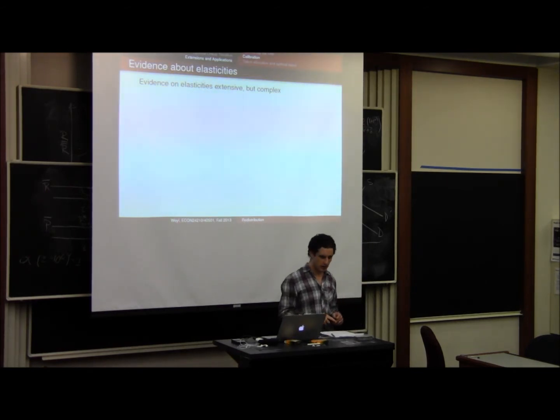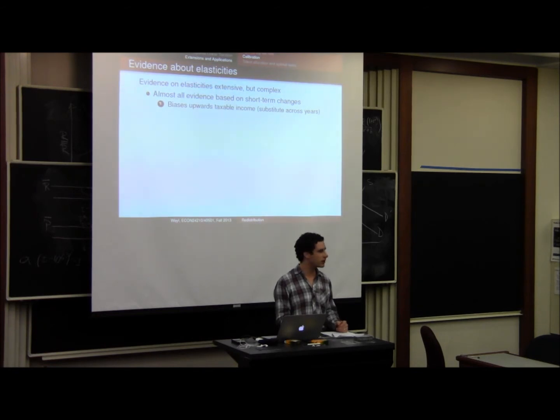Okay, so now let's talk about evidence on elasticities. Unfortunately, almost all the evidence we have on elasticities is based on very short-term changes, and this can have several biases. On the one hand, it might be biased upward. Why is that? Well, if you just lower taxes for 1 year, people might try to earn a lot of income in that 1 year that they just wouldn't earn later, by basically shifting around their tax liability. On the other hand, they don't have time to change many things in their life during just 1 year.